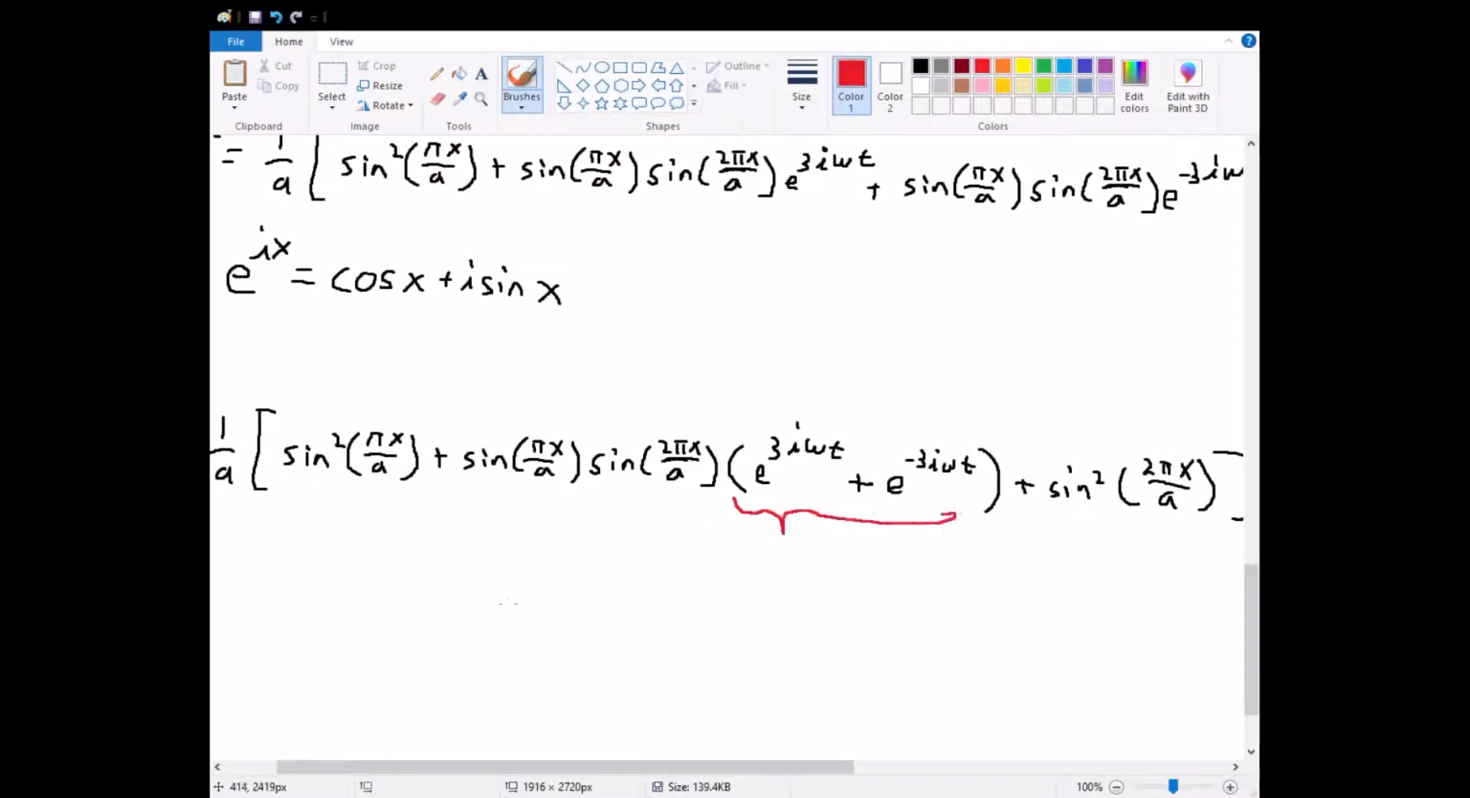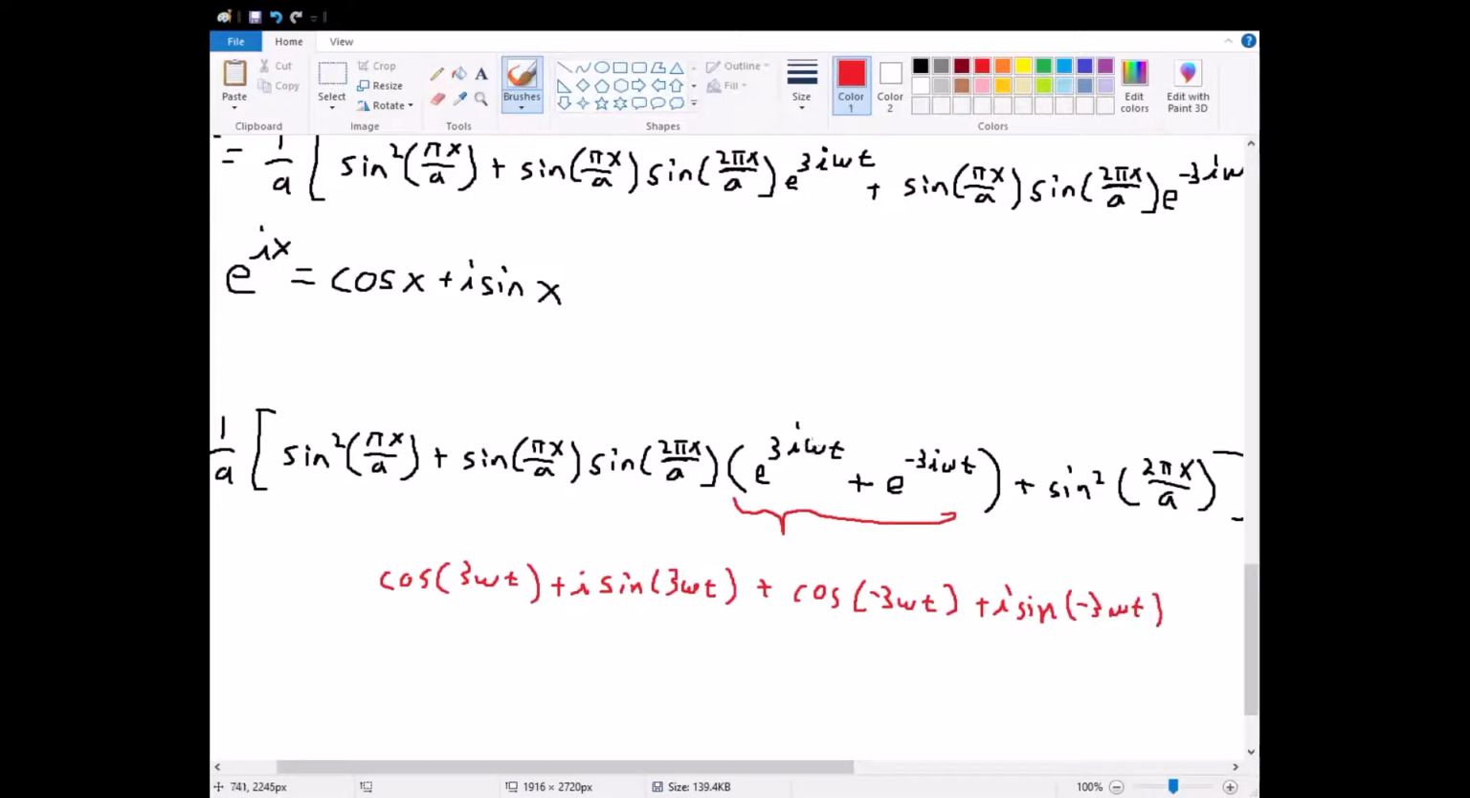So this is going to become cosine of 3 omega t plus i sine of 3 omega t, and then plus cosine of negative 3 omega t plus i times sine of negative 3 omega t.